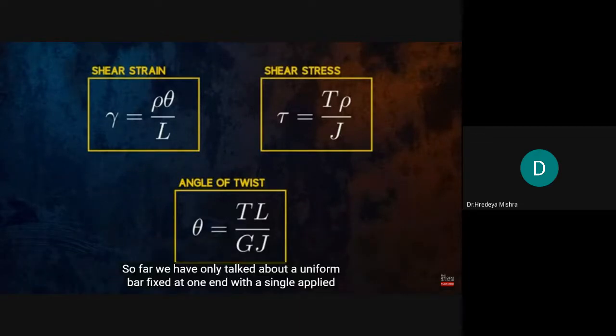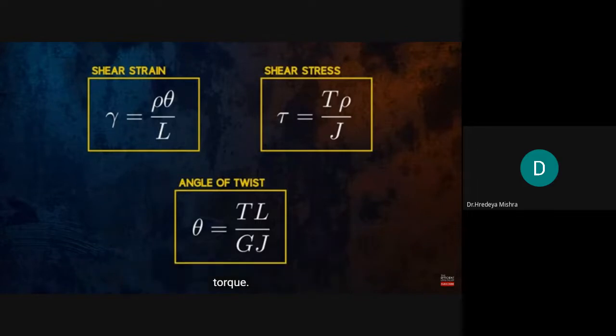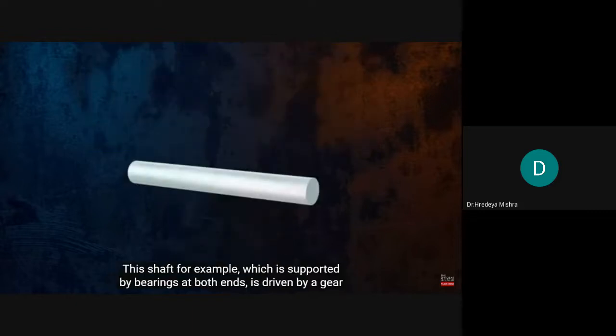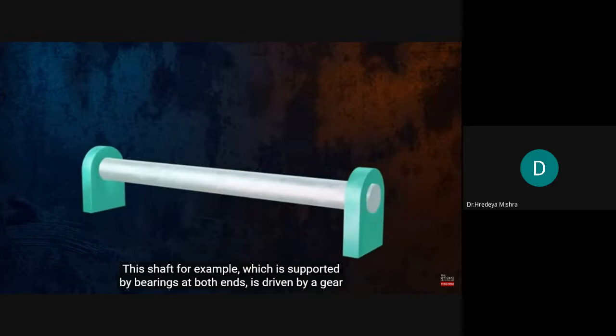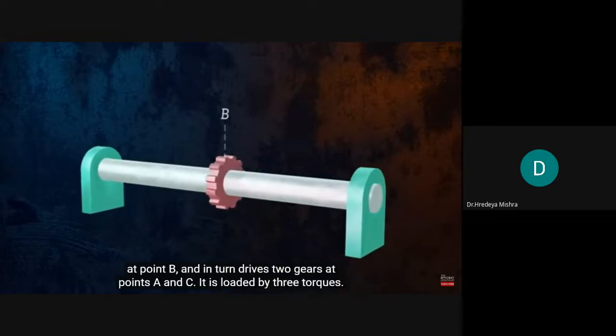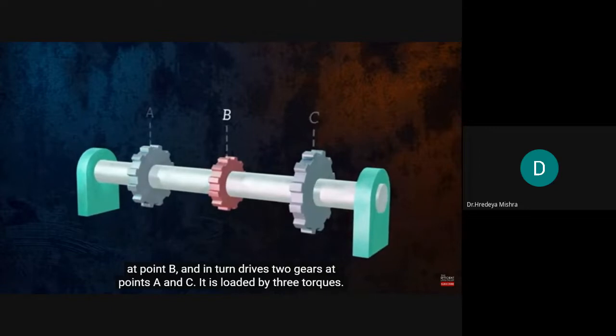So far, we have only talked about a uniform bar fixed at one end with a single applied torque, but shafts are often loaded by multiple torques. This shaft, for example, which is supported by bearings at both ends, is driven by a gear at point B, and in turn drives two gears at points A and C.